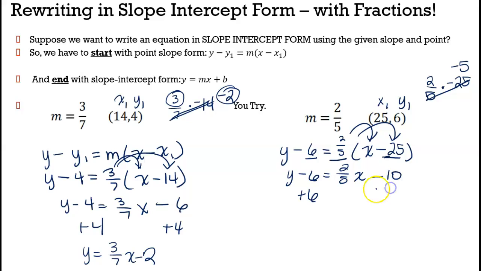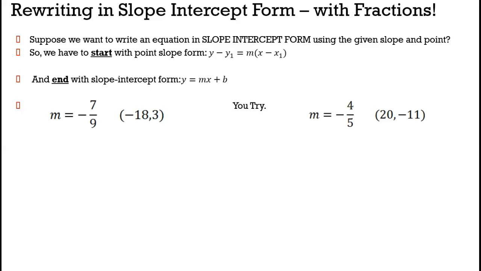Now we're just going to add 6 to each side. So we have y equals 2/5 x minus 4. And that's it. Nice job. Let's try a couple more of these with fractions.